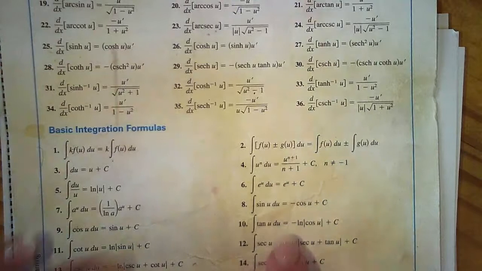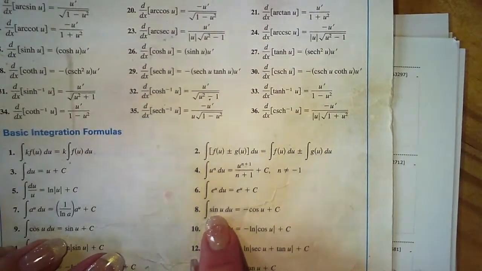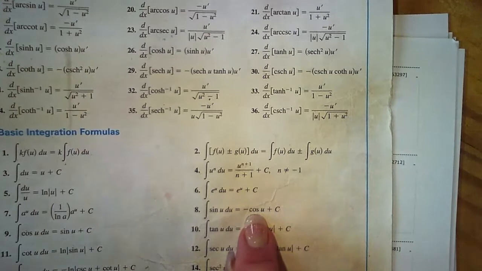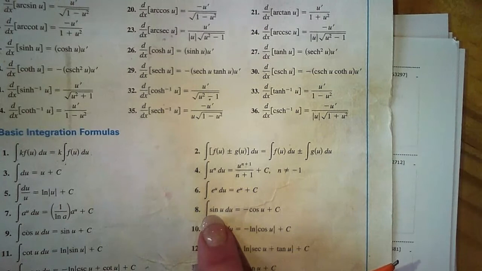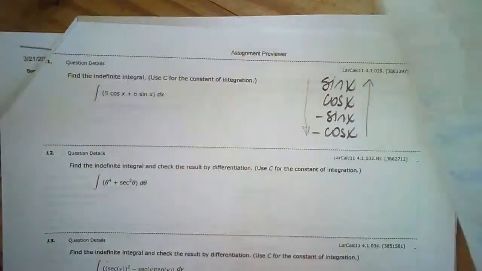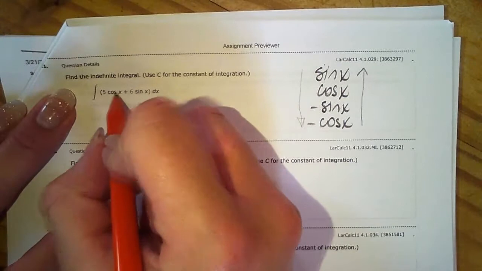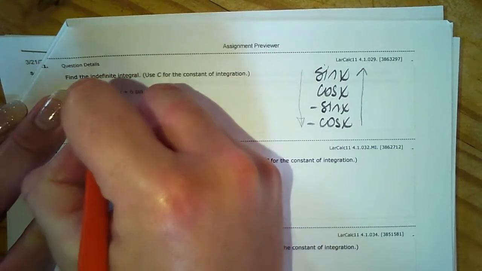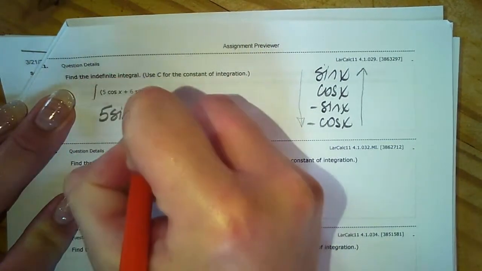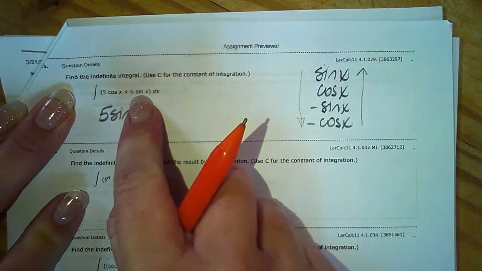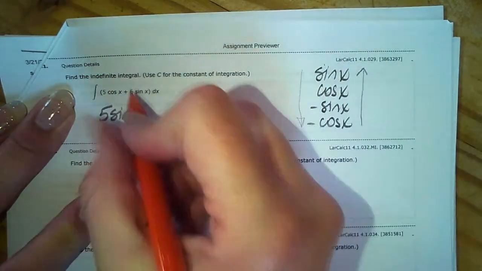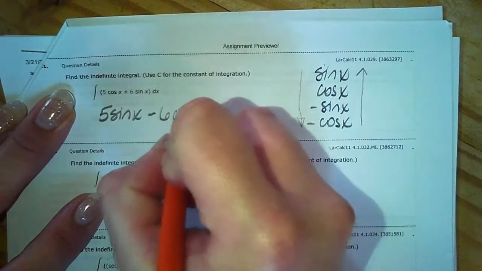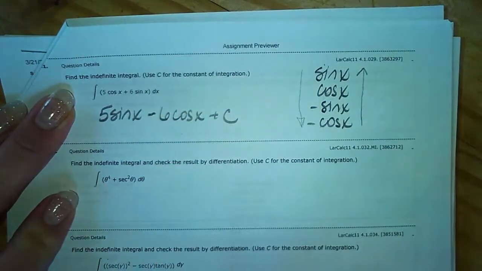So another thing is you've got your handy dandy sheet. If you will notice, the integral of sine is negative cosine, because before you took a derivative to get an answer of sine, what did it have to be? It had to be negative cosine. So in other words, here we go. I've got 5 cosine. What is the integral of cosine? The integral of cosine is sine. So I've got 5 sine x. And then what is the integral of sine? The integral of sine is negative cosine. So negative 6 cosine x plus c.